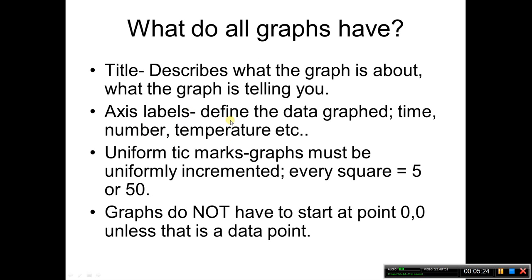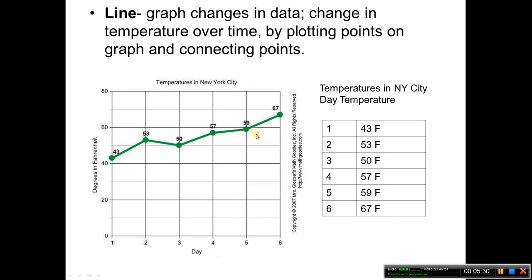Axes labels, they define the graphed data. Examples are time, number, temperature, etc. So you have to label both the y, which is the vertical, and the x axes. So in this example, the x-axis is day, and the y-axis is degrees in Fahrenheit. And it's important to be specific. If I just said degrees, I don't know if that's in Fahrenheit, Kelvin, or Celsius. So you need to be specific and detailed when you're labeling your axes.